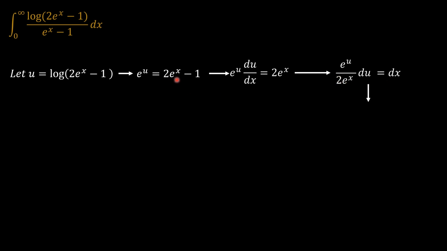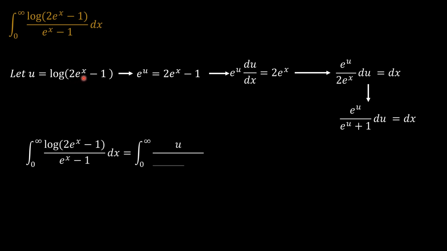And since we know 2e to the power x is the same as e to the power u plus 1, therefore e to the power u over e to the power u plus 1 du is equal to dx. And so when x is equal to 0, 2e^x is equal to 2, and therefore 2 minus 1 is 1, natural logarithm of 1 is 0, and when x tends to infinity, u tends to infinity, so we have 0 and infinity unchanged.